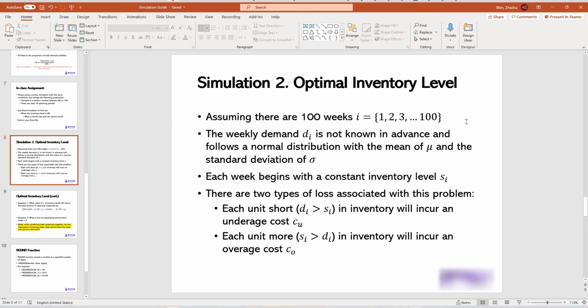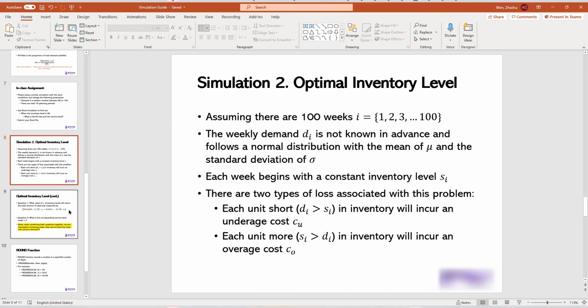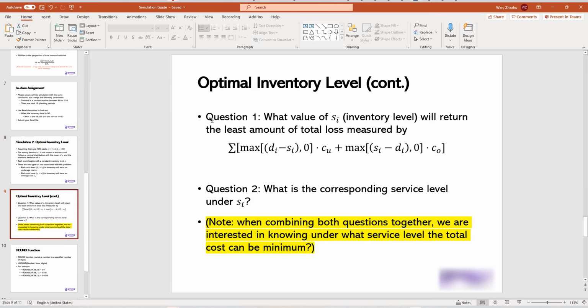And the second cost parameter is something much easier to understand. When you have more inventory than the demand, in this case, we are assuming that your inventory will be dumped at a much cheaper price than the procurement or production cost. Therefore, you're losing money by not being able to sell it on time. So that's our overage cost, C_O. Okay, that's C_O. So let's move on to see what the question is.